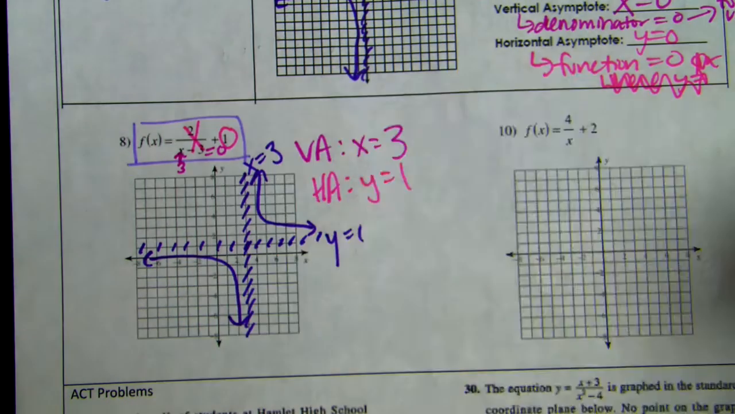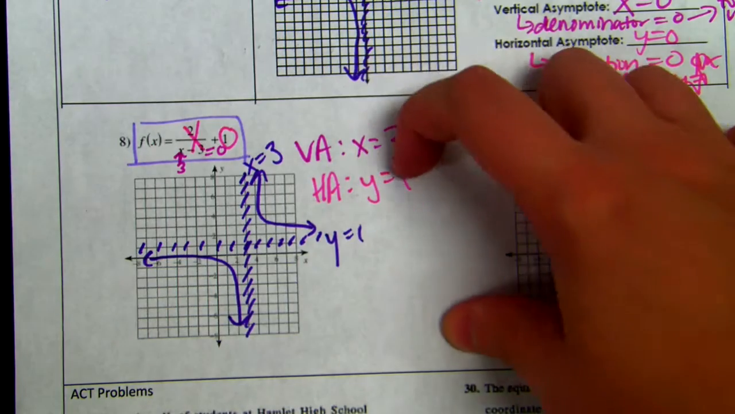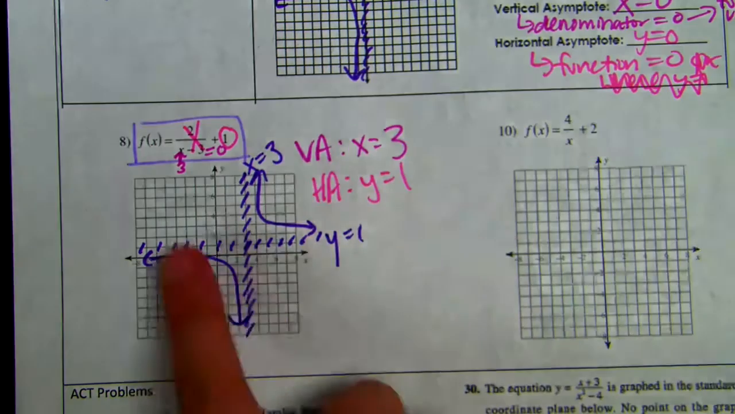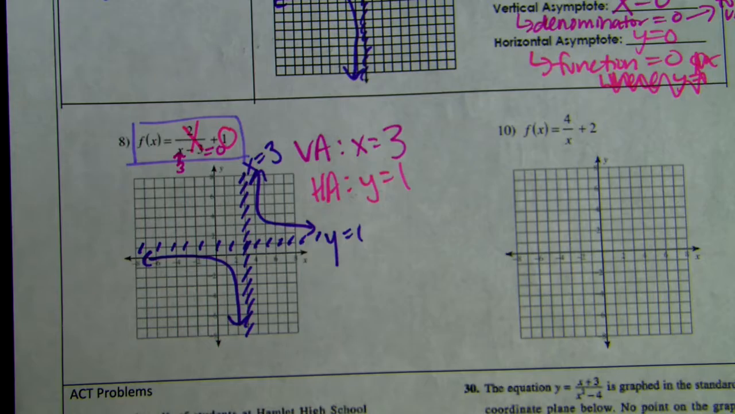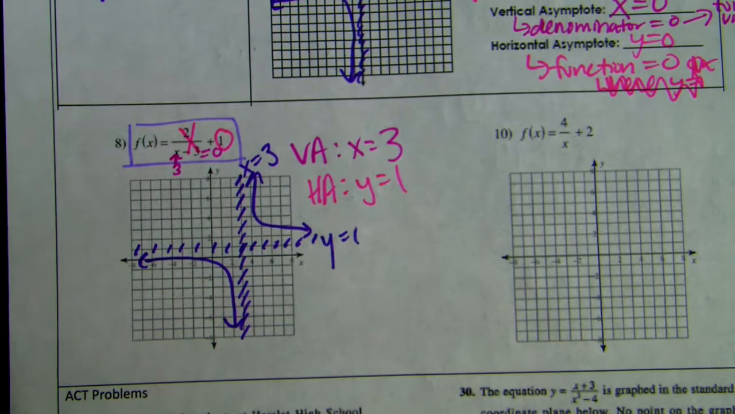So we see that. So now we're done. We have a vertical asymptote of x equals 3, horizontal asymptote of y equals 1. We set up our new quadrant, is kind of how I like to think about it. Graph up here and graph down there.